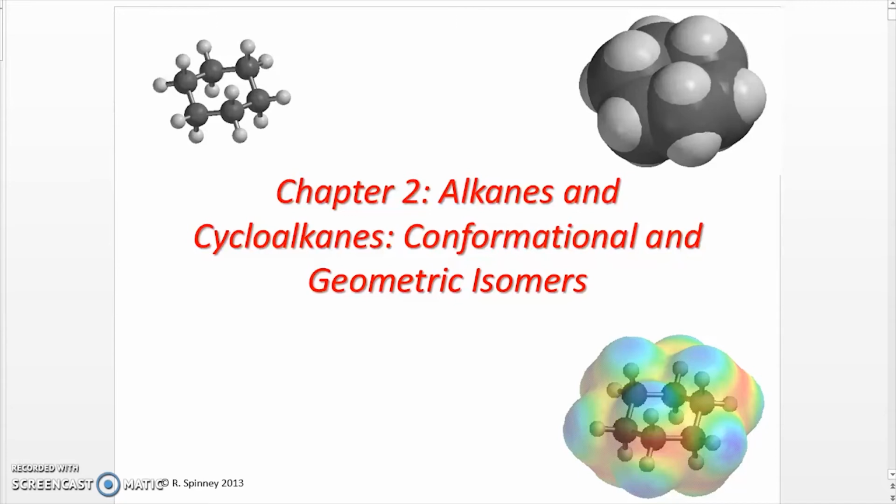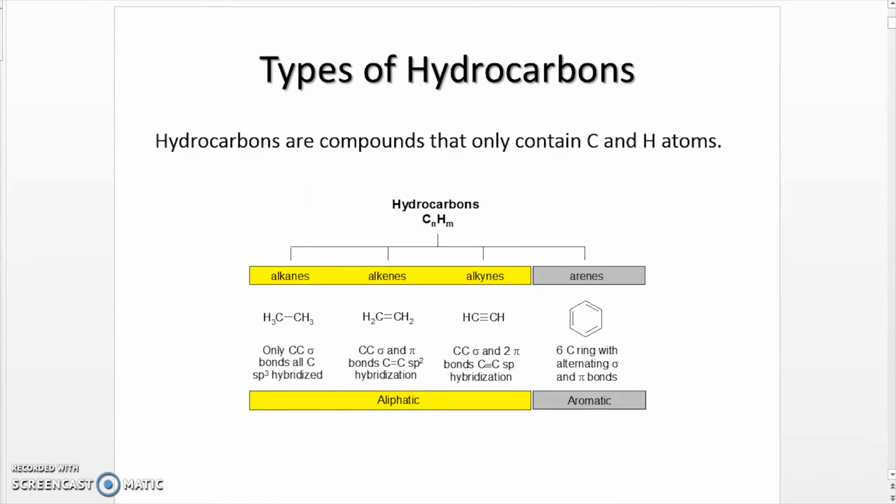Chapter 2, Alkanes and Cycloalkanes, Conformational and Geometric Isomers. Here are several types of hydrocarbons. They're compounds that only contain carbon and hydrogen atoms.